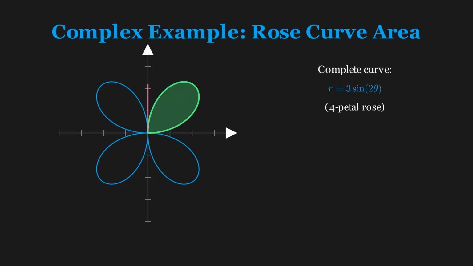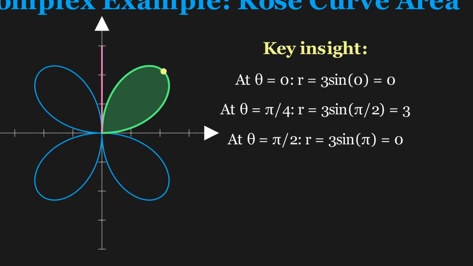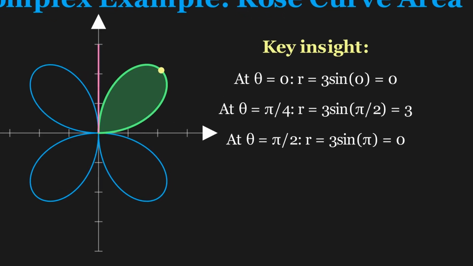Here's the single petal we're analyzing, traced from theta equal to 0 to theta equal to pi over 2. Notice the behavior at theta equal to 0, r equals 3 sine 0, which is 0. At theta equal to pi over 4, r is equal to 3 sine pi over 2, which is 3. This is the maximum. At theta equal to pi over 2, r is equal to 3 sine pi, which is 0 again. So the petal starts at the origin, reaches the maximum distance, then returns to the origin.